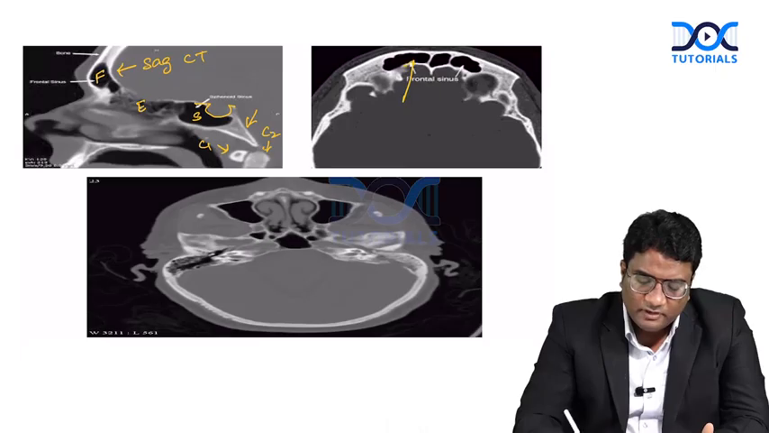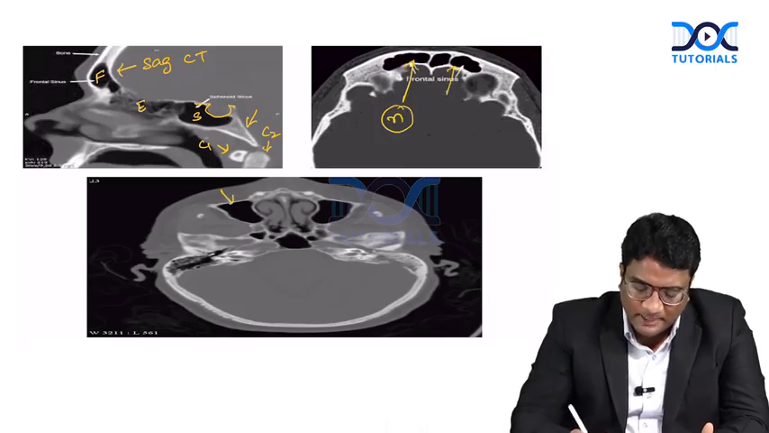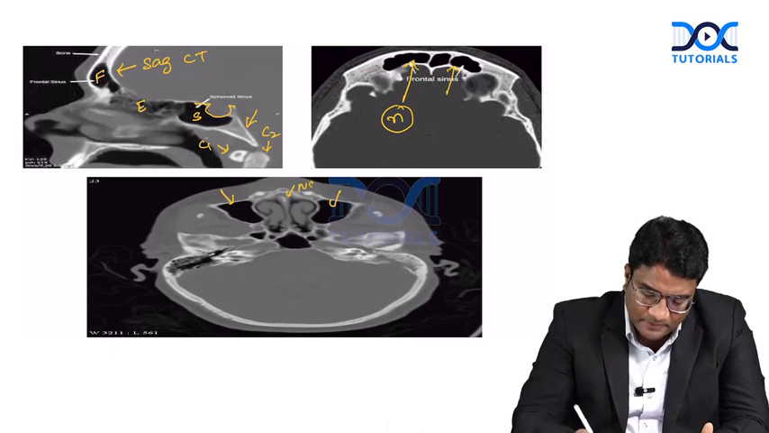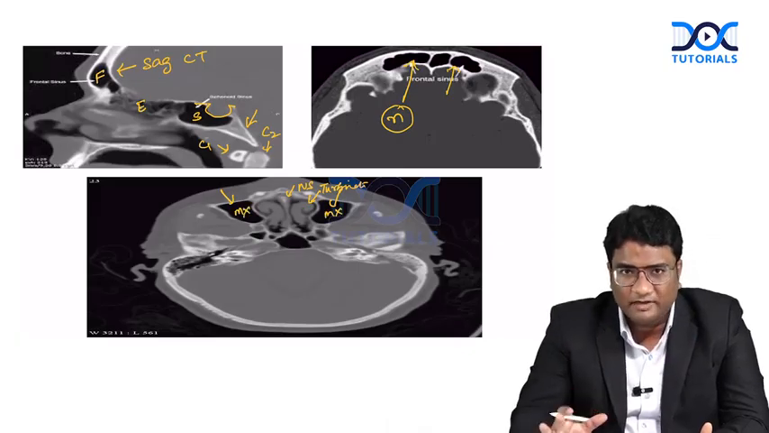This is your normal frontal sinus. They are normal, air filled. These are normal maxillary sinuses. This is the nasal septum. This is the turbinate, right? The inferior turbinate. And you are also seeing the maxillary antrum. These are your right and left maxillary antrum. So they are normal, air filled.